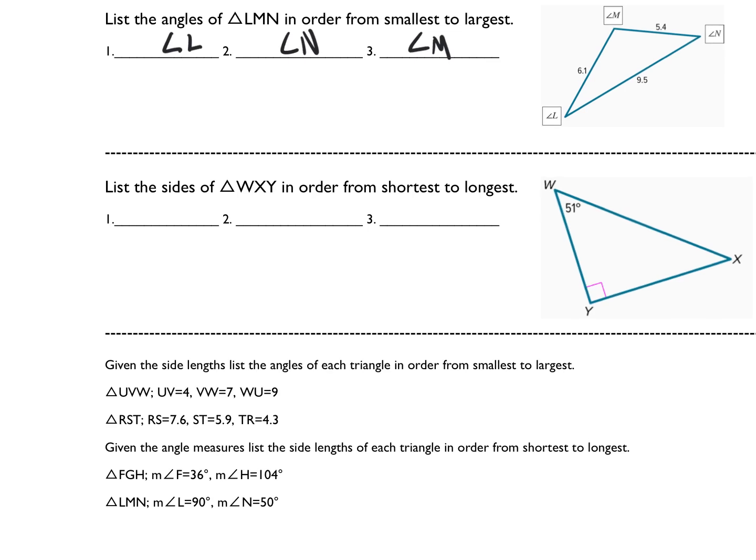If I know that angle W is 51 degrees, angle Y is 90 degrees, of course, because we have that box. So angle X is going to be 90 minus 51, or 39 degrees. So the side that is opposite angle X is going to be the shortest side, so that is side WY. The side that is opposite angle W is going to be the next shortest, so that is side XY. And then the hypotenuse is always the longest side, so that is side WX.